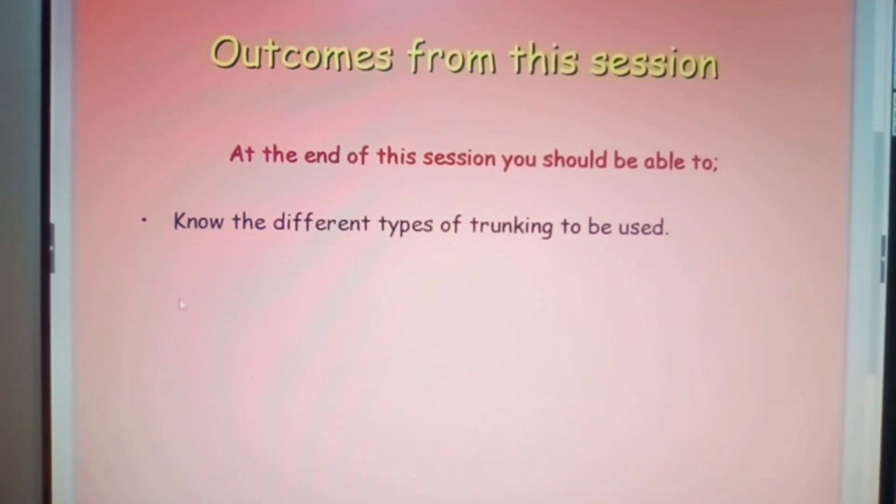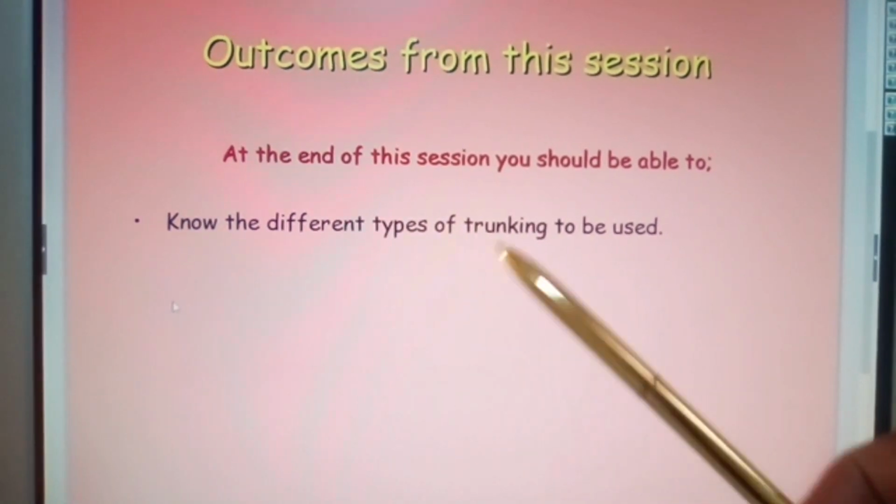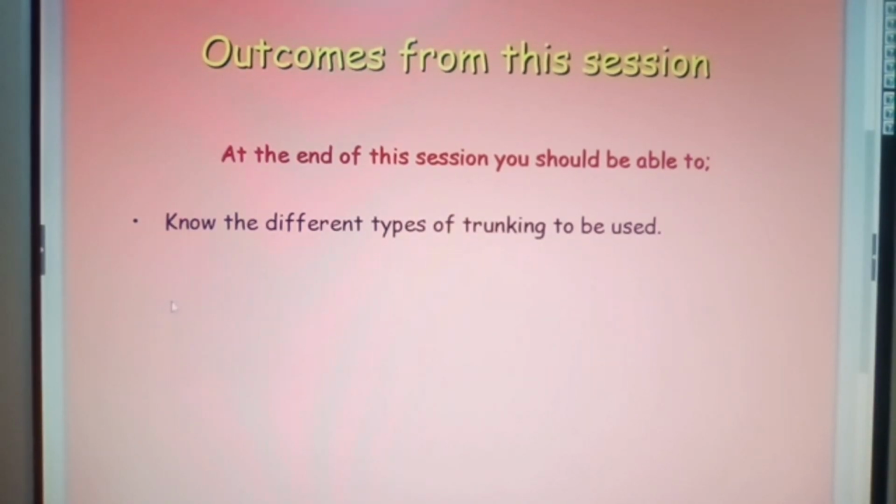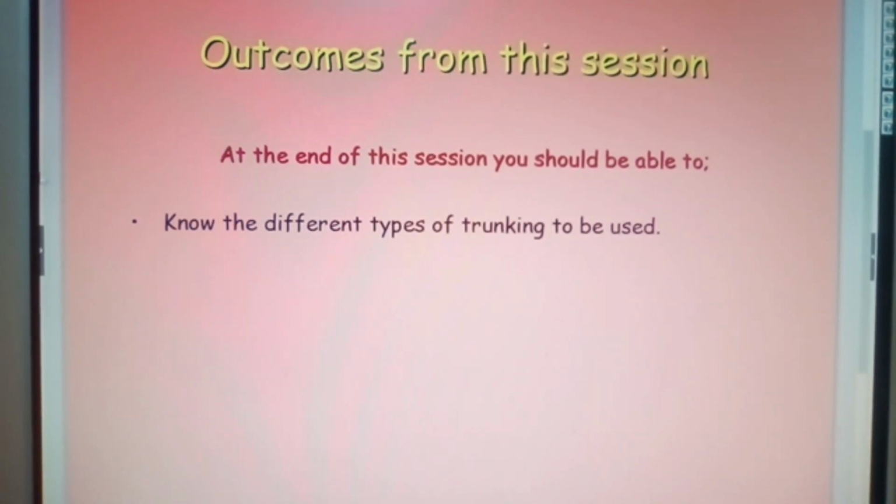Outcomes from this session. At the end of this session, you should be able to know the different types of trunking to be used for each and relevant locations.